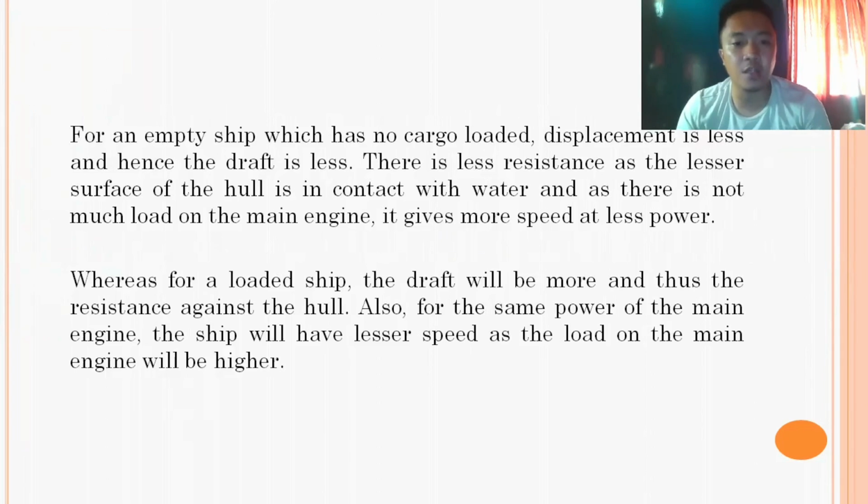Whereas for a loaded ship, the draft will be more and thus the ship's resistance against the hull is greater. Also, for the same power of the main engine, the ship will have lesser speed as the load on the main engine will be higher.